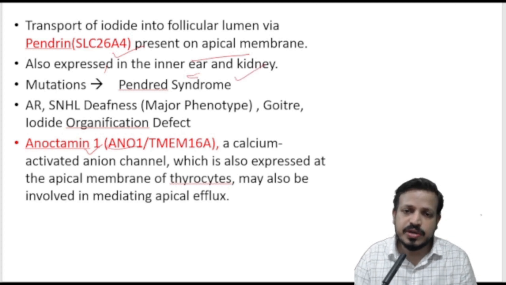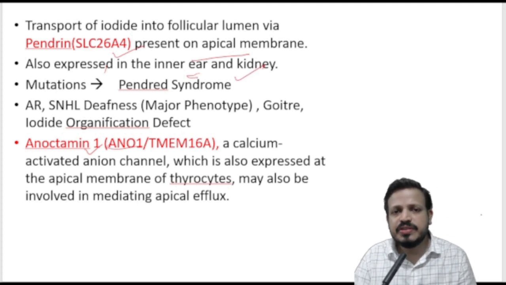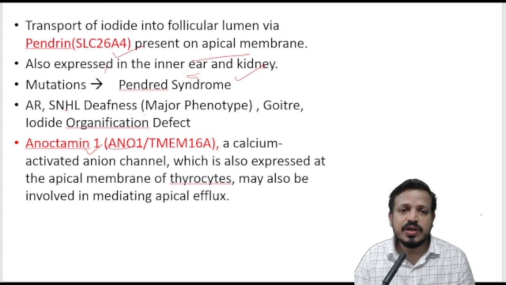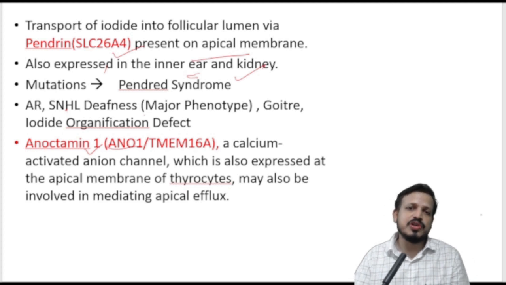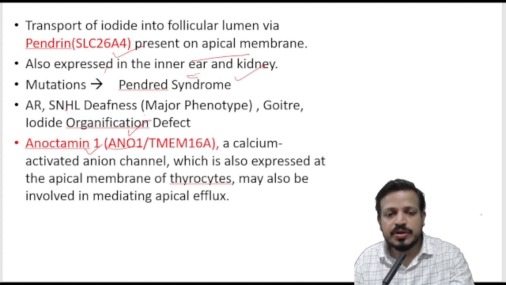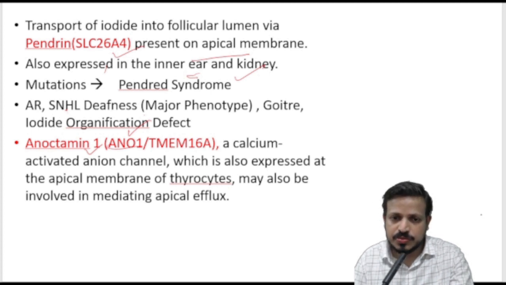Regarding pendrin, it is present in the apical membrane, and it is also expressed in the inner ear and in the kidney. When there is a mutation in pendrin, that leads to Pendred syndrome. It is an autosomal recessive condition. In this condition, there is sensorineural hearing loss, and goiter may be present. And this pendrin gene defect is mostly an iodide organification defect. And regarding the anoctamin gene, it is a calcium activated anion channel, and it also helps in the apical efflux of this iodide.